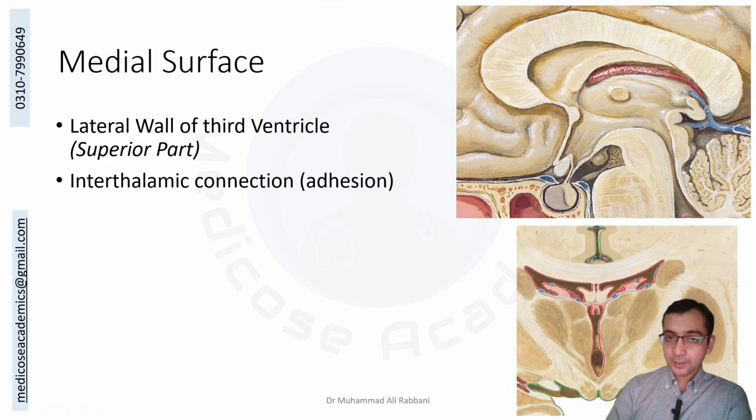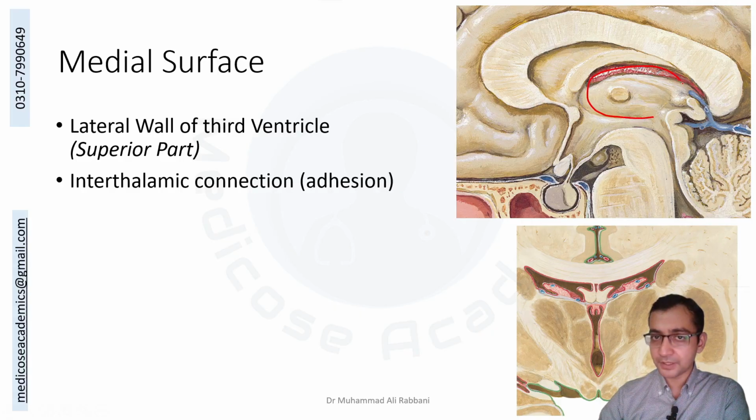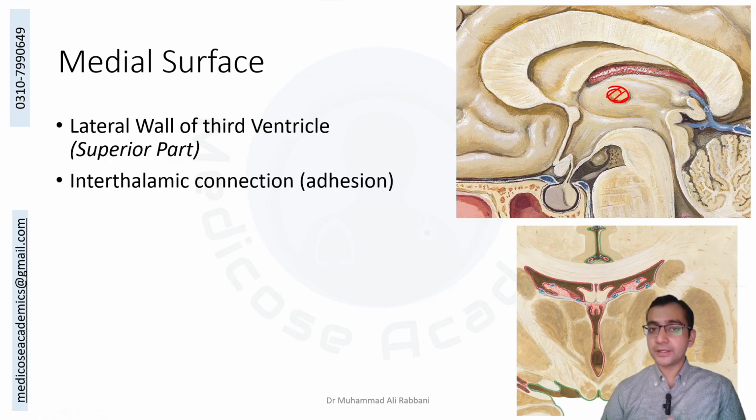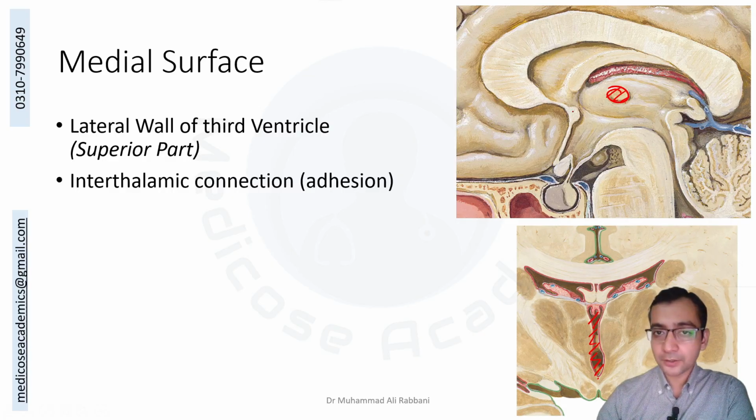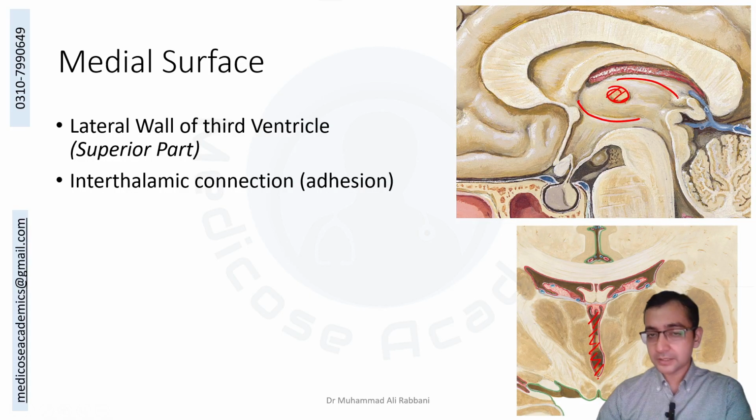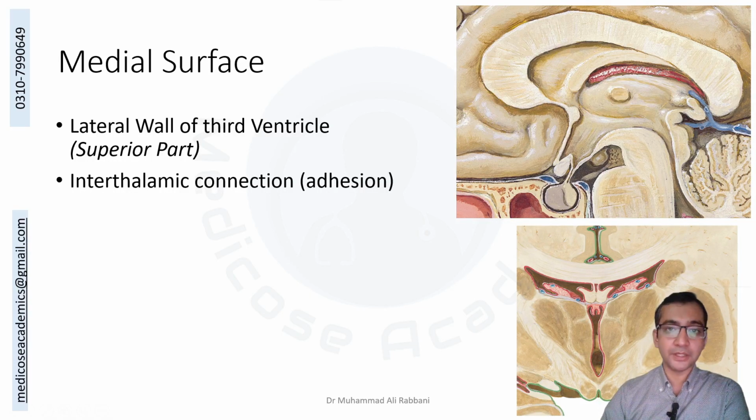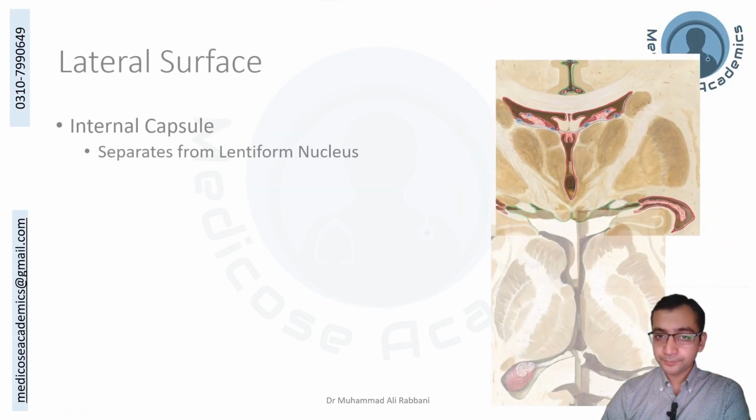The medial wall of the thalamus, it's this wall. So this is the medial wall. The most prominent structure you will see is the interthalamic adhesion. It is making the lateral wall of the third ventricle. This is the third ventricle. And you will see this hypothalamic sulcus and the stria medullaris thalami. These are the structures that are visible on the medial aspect of the thalamus.